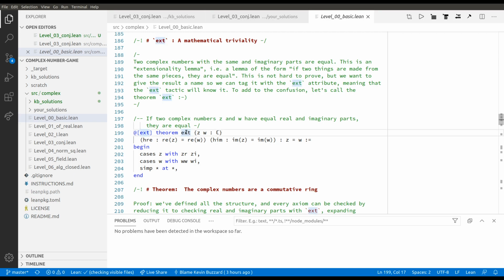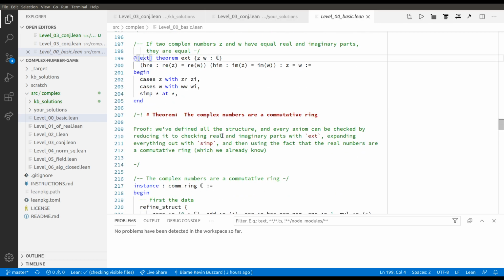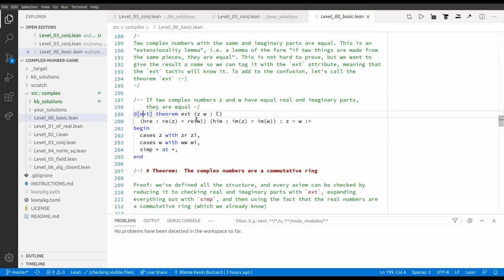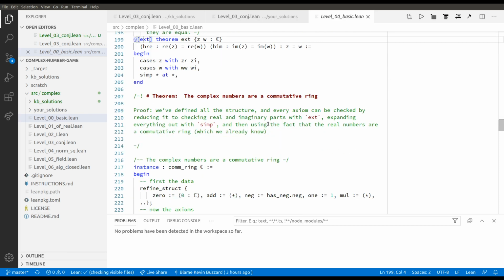This extensionality lemma says that if two complex numbers have got the same real and imaginary part, then they're equal. And we tagged that with ext. And so the ext tactic knows about this extensionality lemma. Two complex numbers are equal if they're made from the same things, i.e. made from the same real part and imaginary part.